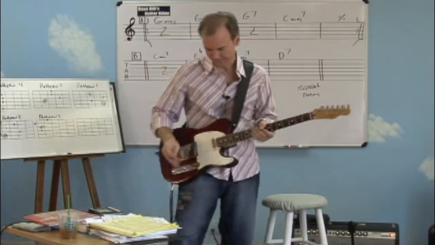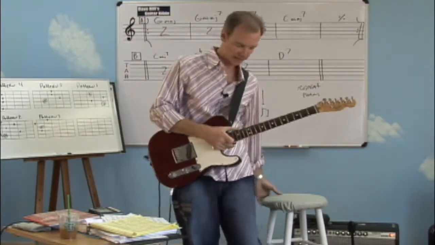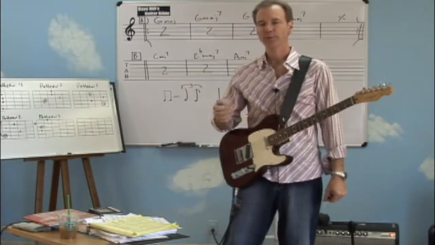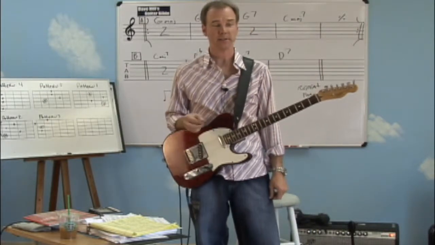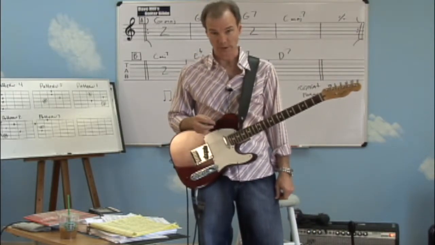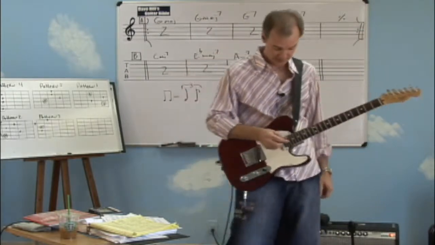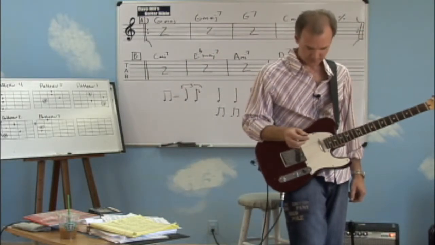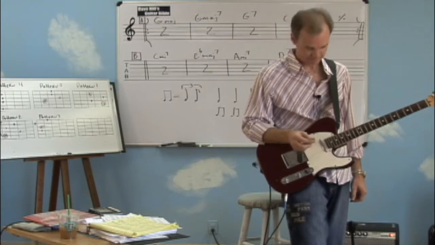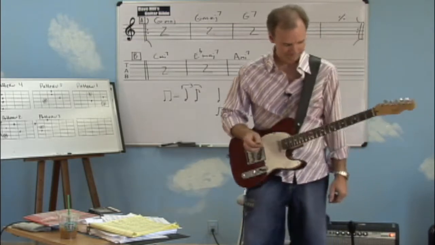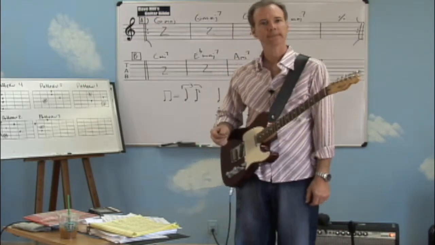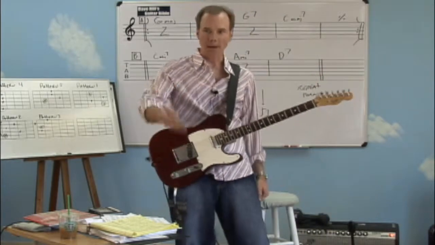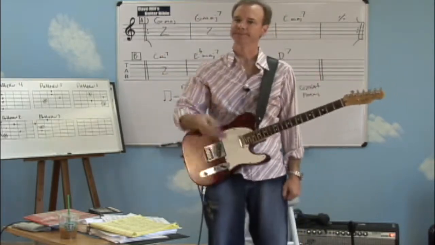Okay, so we've talked about triplets a lot in this lesson. Let's apply triplet feels to something that's very appropriate for that, and that's a blues shuffle. So listen to this, and you'll hear the shuffle all over this. 3, 4. Ba ba ba ba ba ba. You can hear that, right?